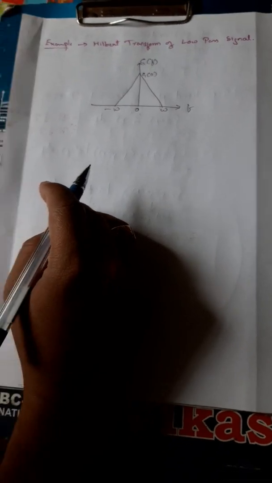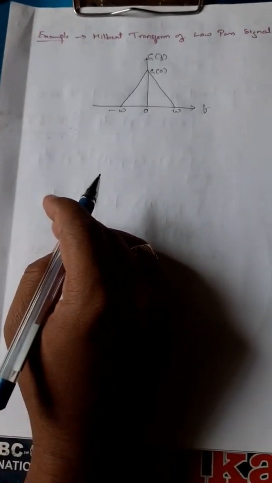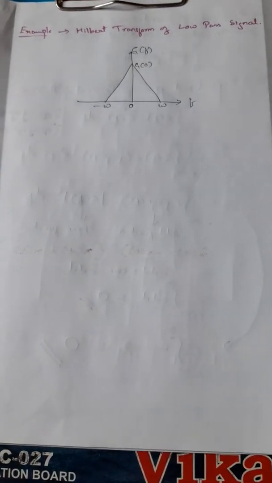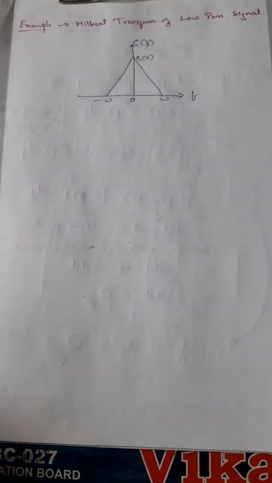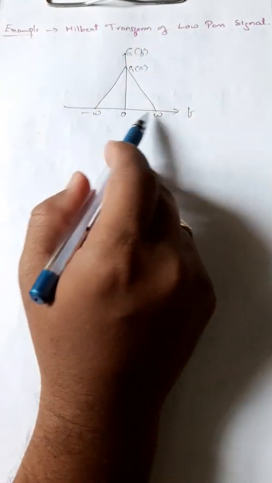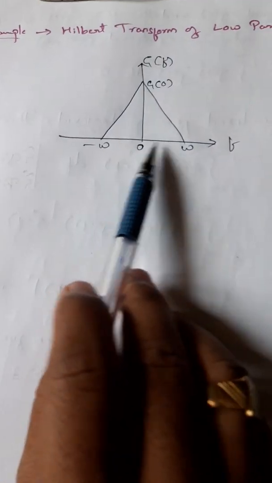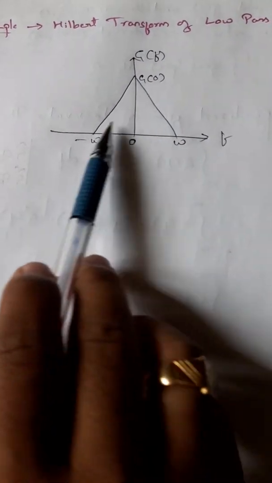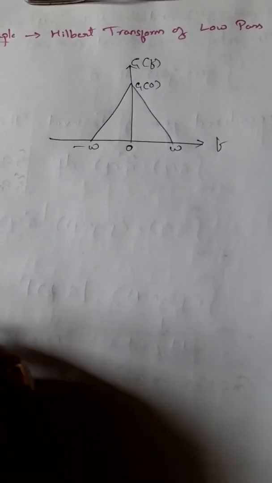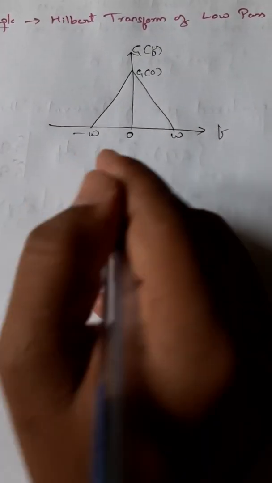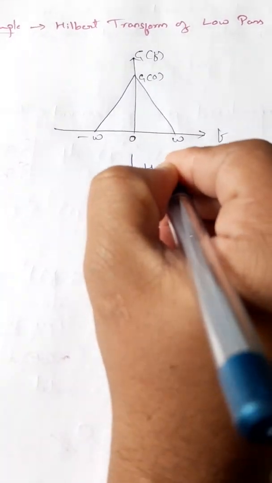Once I complete this, let me start with one simple example which was there in your textbook: Hilbert transform for a low pass signal. This you know. This is my low pass signal spectrum, that is from 0 to W, and the symmetry of this is this side. So what is the Hilbert transform? If I apply the Hilbert transform to this, what will I get? That we have to see.